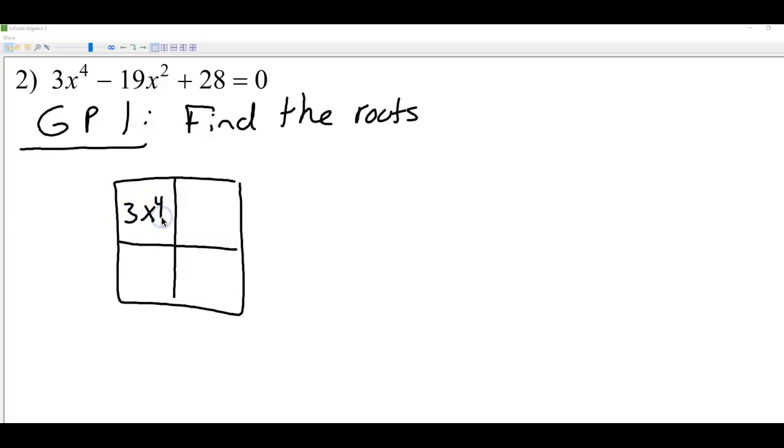Good, and what goes down in the bottom right? Now on this one, this is a 3-term problem. It's not like the 4 terms. When you have 4 terms, you fill in all 4 boxes, but when you have 3 terms, you only do these 2, and then we start having to guess and check.